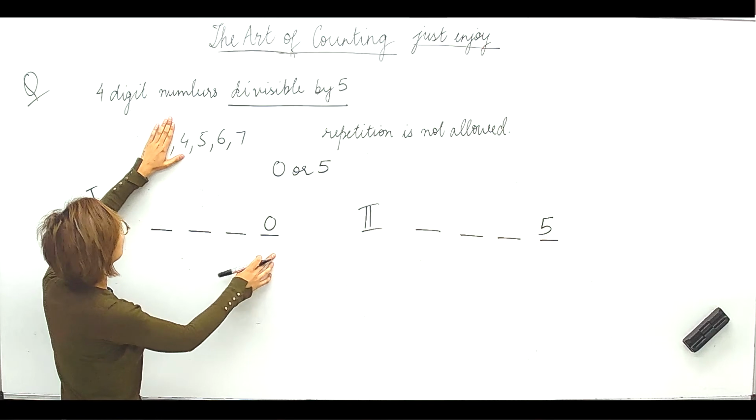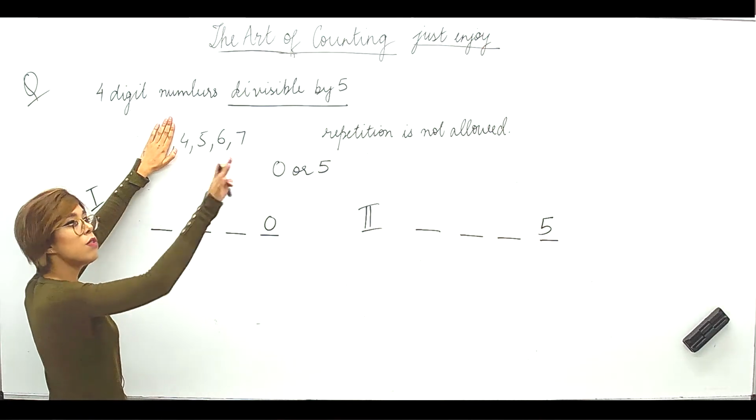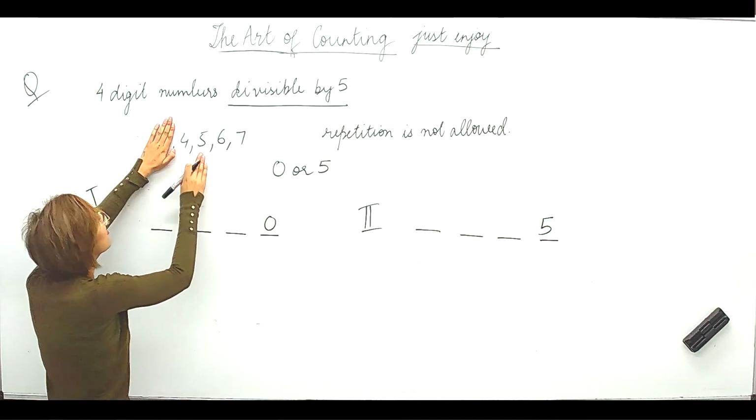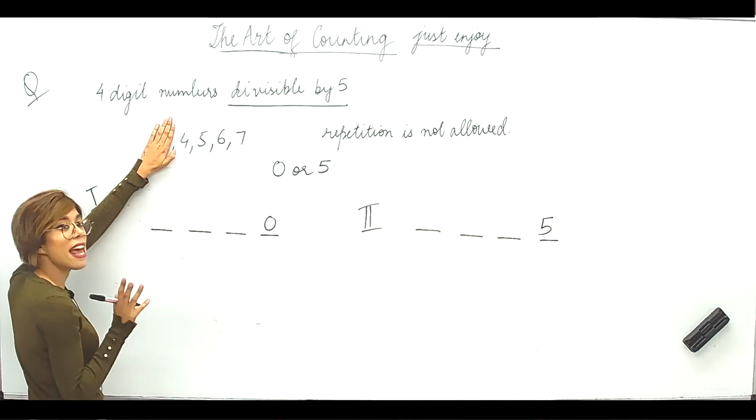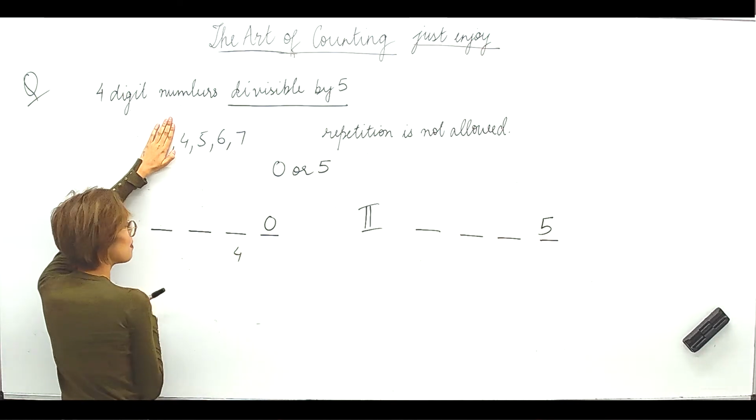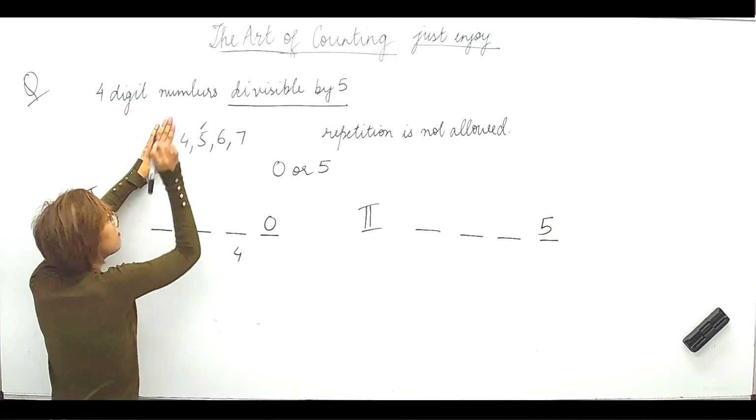Now, 0 to dana nahi hai. So repetition is not allowed. So 0 to dana nahi. So 1, 2, 3, 4. 4 choices I have. Right? So 4 choices. And suppose मैंने डाल दिया था 5.